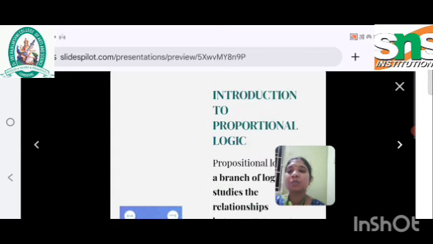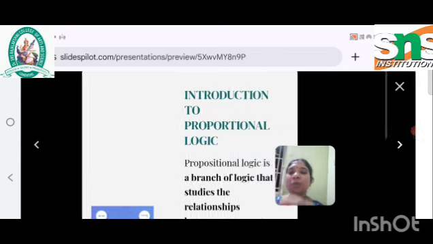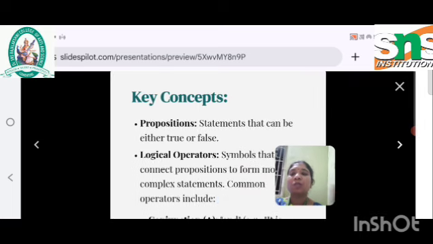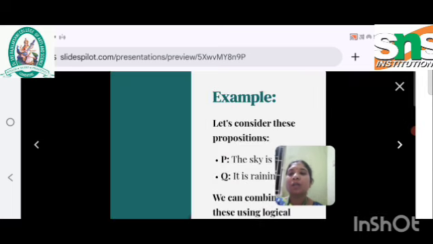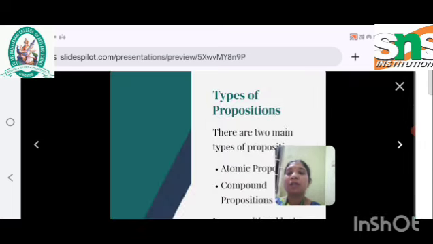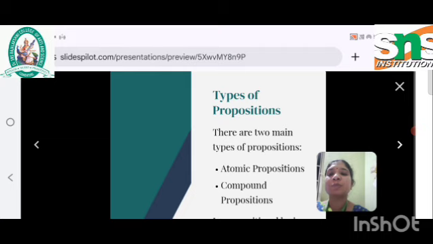Last class we explained the introduction of propositional logic and the key concepts of propositions with examples. In this series we are going to see the types of proposition and the purpose for which we are using the types of proposition. There are two types of propositions, that is atomic proposition and compound proposition.